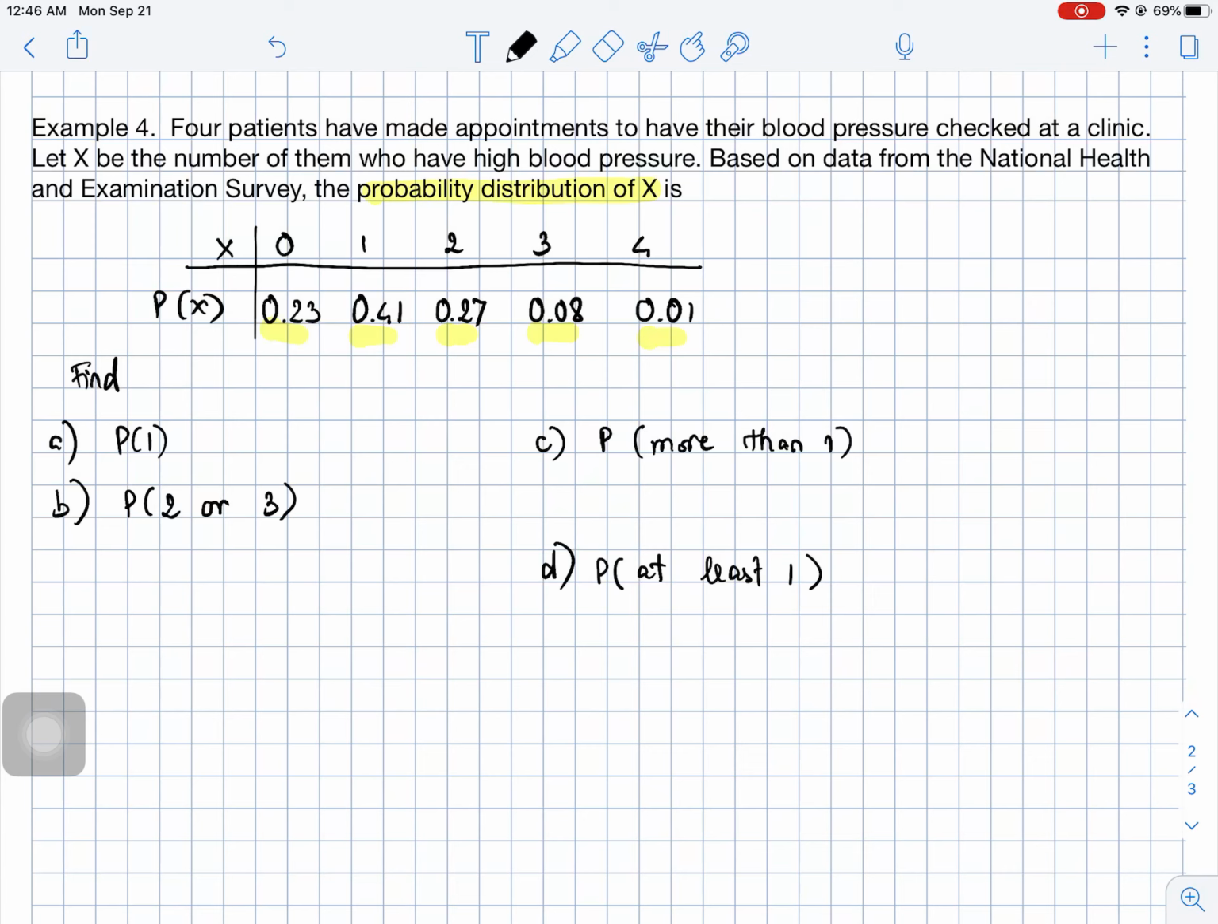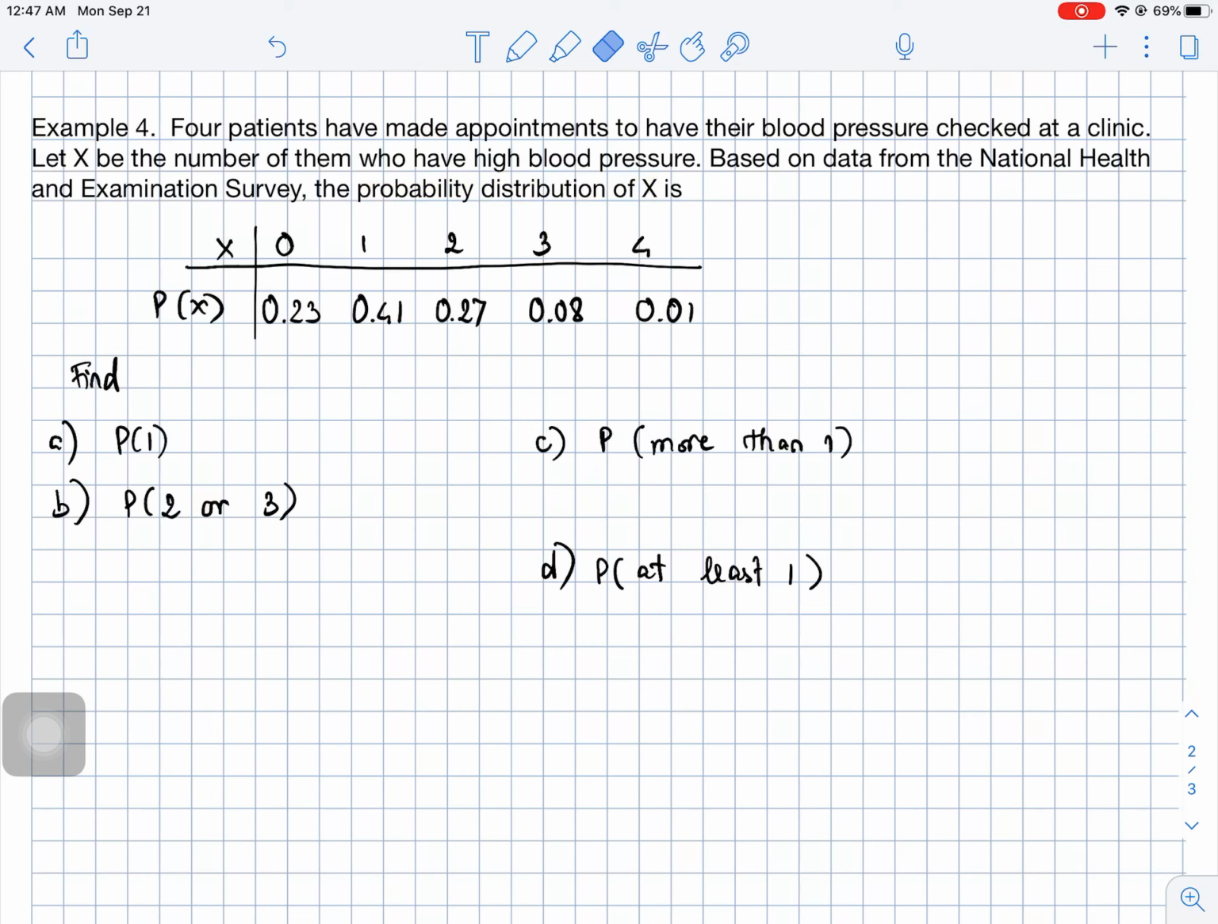Now we need to add them up. We add all of these numbers together, and we can see that they give us the sum equal to 1. So the table satisfies the second condition. So this is the probability distribution table. Now the next step is we need to answer A, B, C, and D.